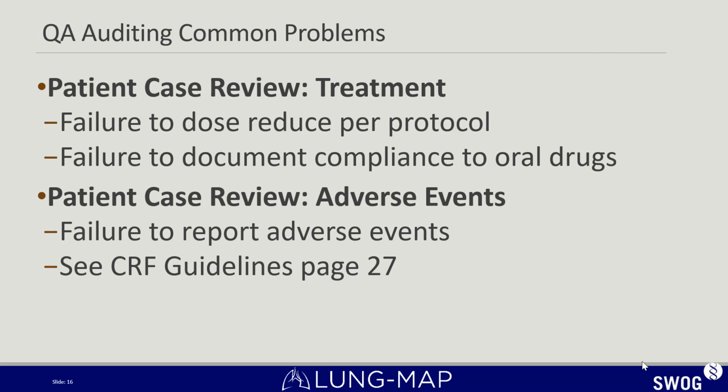With treatment, we see a lot of times that there's failure to dose reduce per protocol. So make sure that you double check that when you're looking at that. If you have issues where you need to dose reduce, make sure that you're following the protocol. Failure to document compliance with oral drugs. Keep the drug diaries for your patients. Make sure that that's in there. Or if the patient doesn't bring back their drug diary, make sure that there's a note to file. You know, the patient's dog ate their drug diary and he didn't bring it back or whatever, and then some way that you've reconciled that. So, you know, we see that a lot.